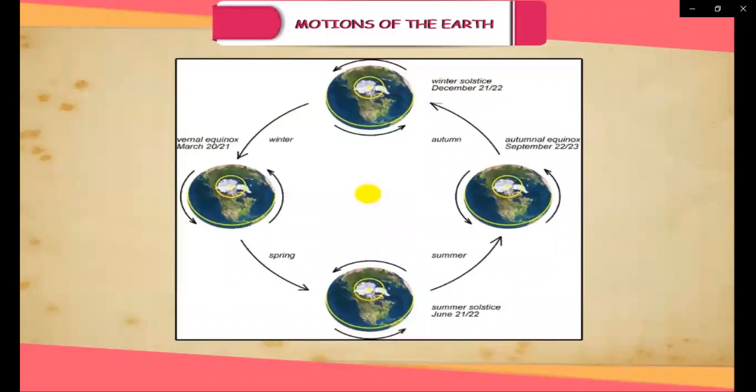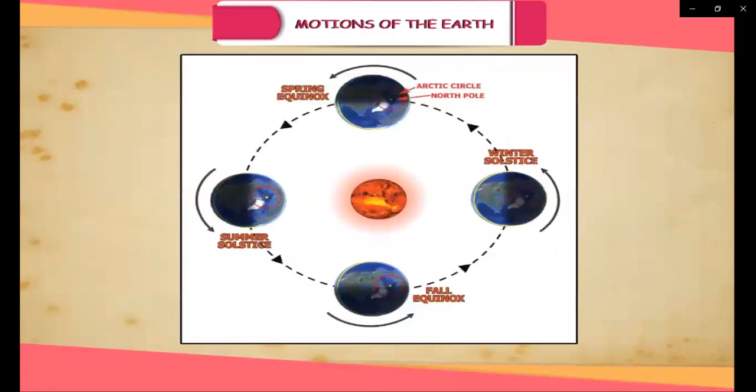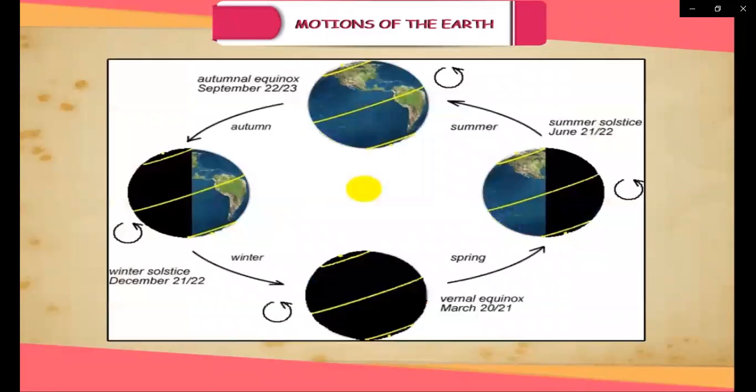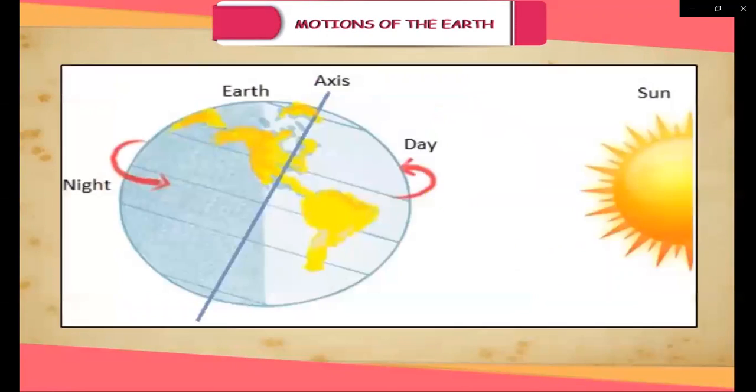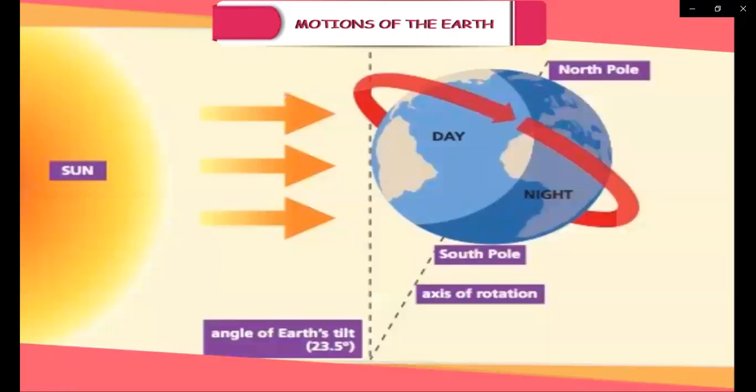If the Earth did not rotate, what would have happened? The half of the Earth facing the Sun would have been extremely hot and the other half freezing cold. The portion of Earth facing the Sun would have always experienced day, and the other half would have always remained in darkness. Life would not have been possible in such extreme conditions.